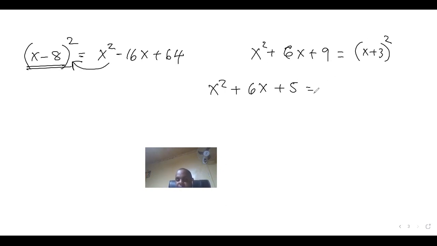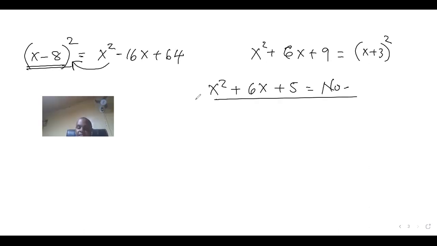No, right? It's not a complete square. The question is, can you complete it? You can complete it by doing x squared plus 6x plus some number that makes this equation a perfect square, but you have to subtract that same number because you don't want to change how your equation looks.